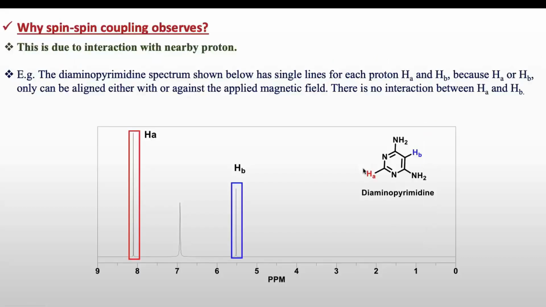But why is spin-spin coupling observed? This is due to interaction with nearby protons. Let's see the example of diaminopyrimidine, which has two protons Ha and Hb besides the amino protons, which we are not discussing here. We will just discuss the Ha and Hb protons. Ha and Hb give singlets in the NMR spectrum because they are far away from each other and are not interacting with each other. So that's why they give only singlets.